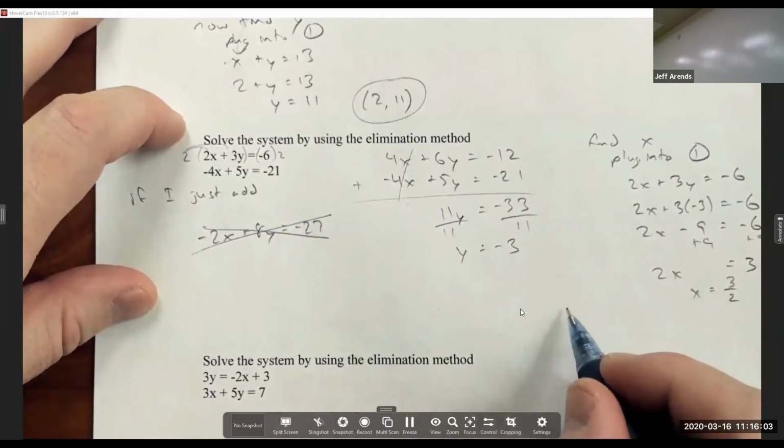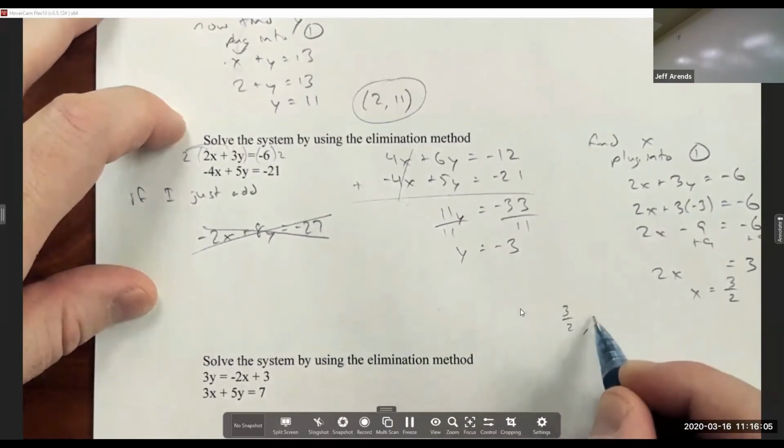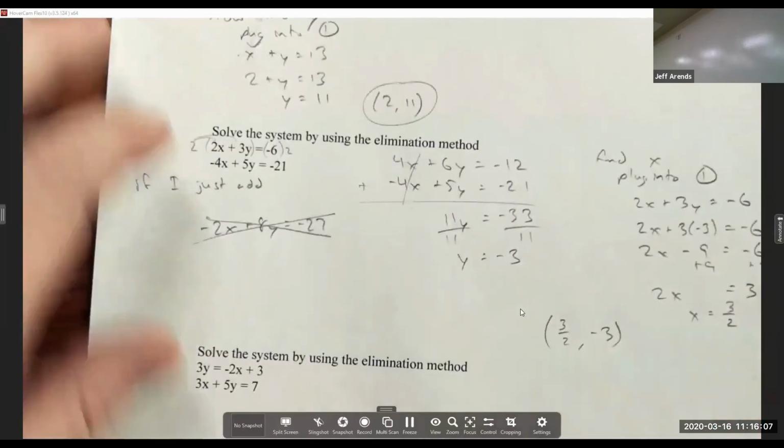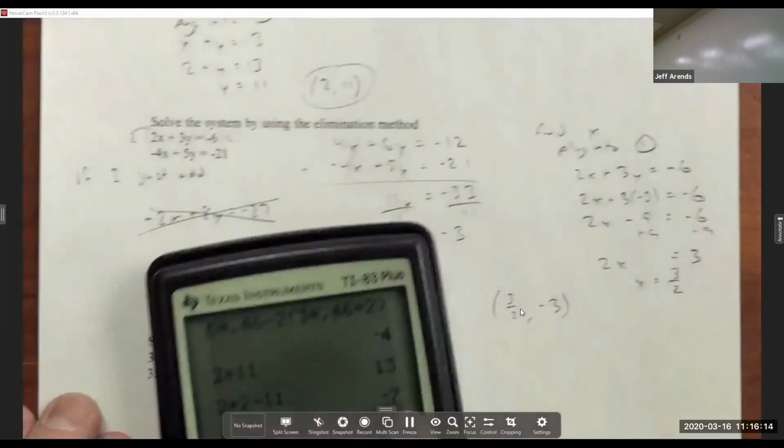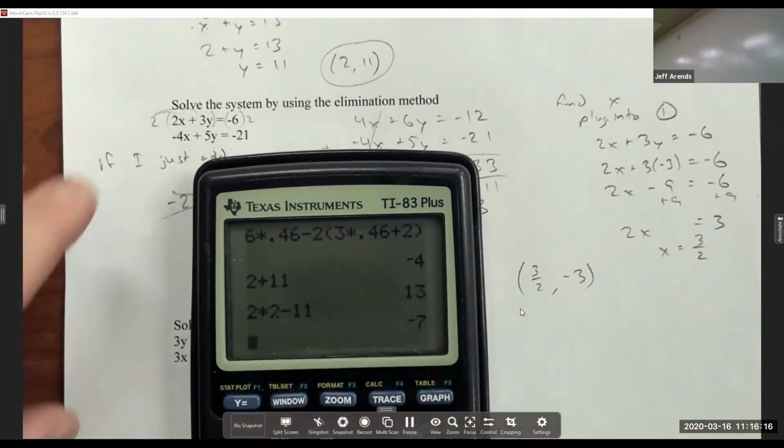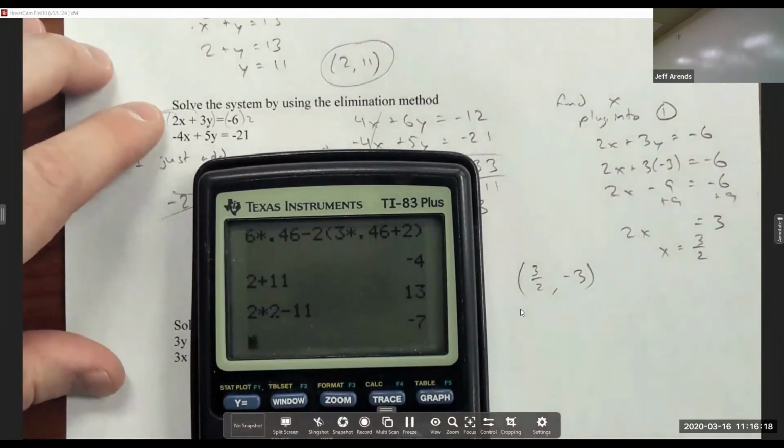I'm not terribly confident about this answer, though, 3/2 comma negative 3, because I ended up with a fraction for one of the two coordinates. And that seems a little bit weird to me. But fortunately, I know how to check my answer, so that's what I'll do.